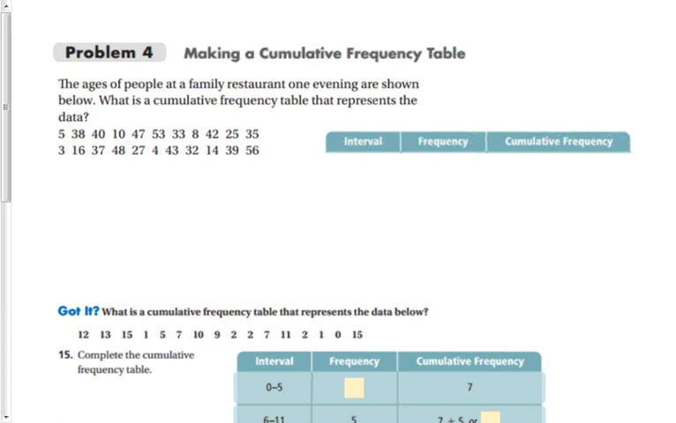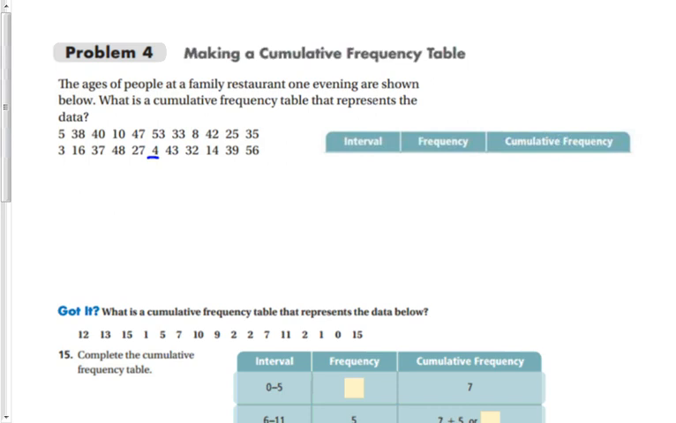All right, making a cumulative frequency table. So a cumulative frequency means that after each interval, we're going to total up how many there are altogether. So let's go ahead and start by making a frequency table here. Let's decide what intervals we want to do. And we have numbers that go from 4 all the way up to, looks like in the 50s.